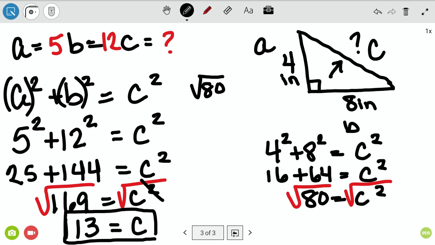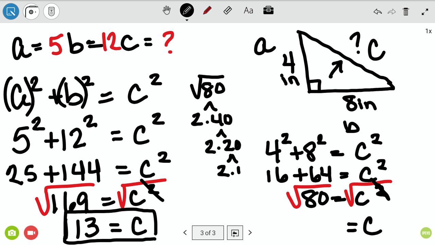And the reason we have to do that is because we have to take the square root of this side to make C come out by itself. So that means we have to take the square root of 80, but we want the simplified version. It's even, so 2 and 40. It's still even, so 2 and 20. And if you're not sure, take 80 divided by 2, 40 divided by 2, 20 divided by 2 is 10. 10 divided by 2 is 5.